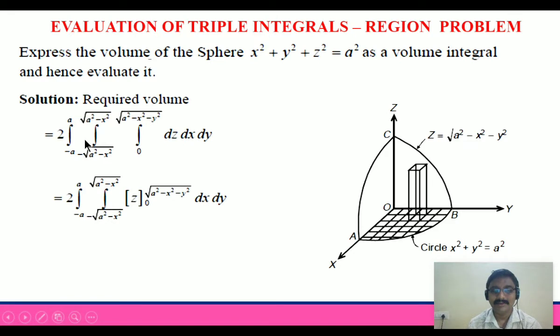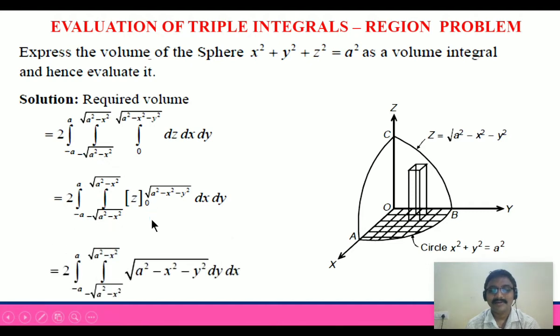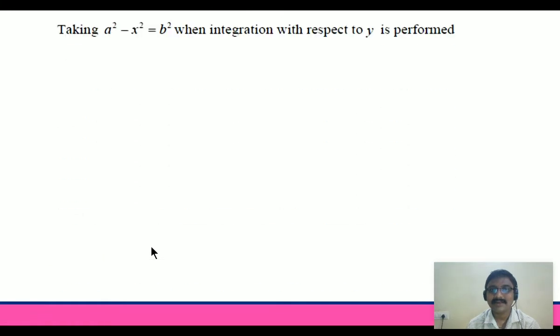Now apply integration first with respect to z. On integrating z, substituting upper limit as root of a square minus x square minus y square and lower limit as 0, we will have a double integration. Now we have to apply integration with respect to y. We have to keep x as constant. Before that, if we take a square minus x square as some b square, then it is easy to evaluate the double integration.